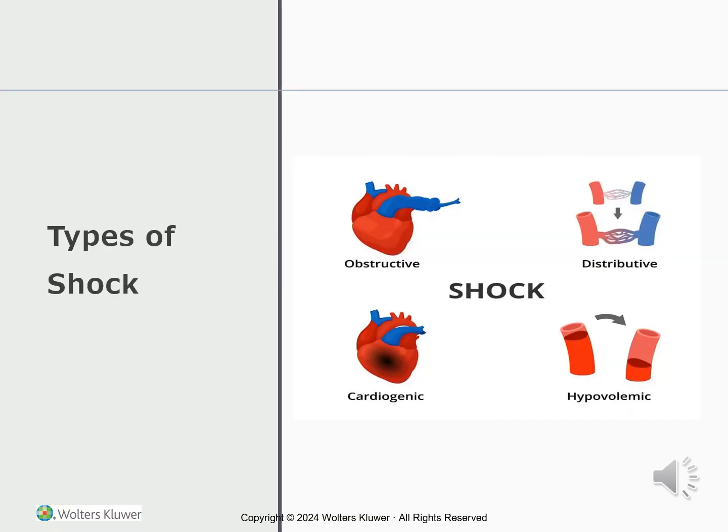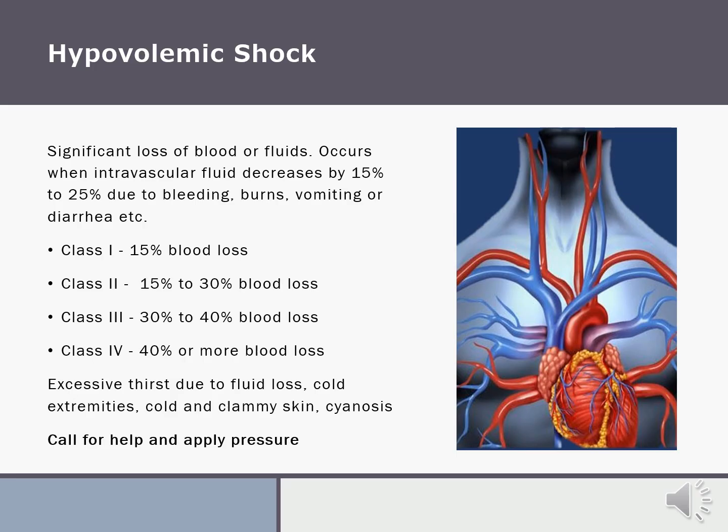Shock is broken down into 4 different categories. Hypovolemic shock, which is due to loss of blood or tissue fluid. Cardiogenic shock, which is caused by cardiac disorders. Distributive shock, which is due to blood vessels' inability to constrict and assist in the return of blood to the heart. And obstructive shock, which is due to pathological conditions that interfere with the normal pumping action of the heart.